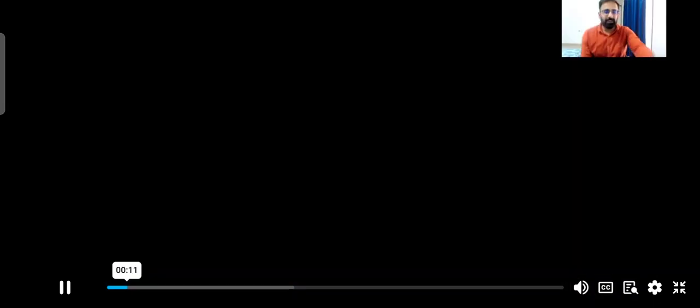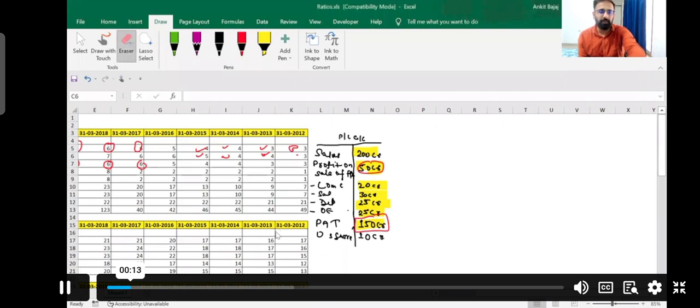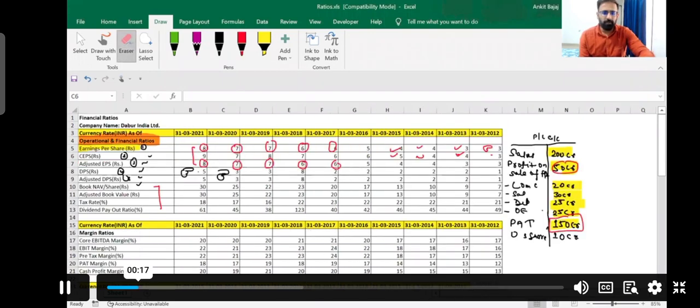Hello, learners. Till now, we have discussed earning per share, adjusted earning per share, cash earning per share, and dividend per share. Now I will be discussing a new ratio, that is book value, NAV divided by share. We will be discussing adjusted book value and some other ratios. So, what is book NAV divided by share?